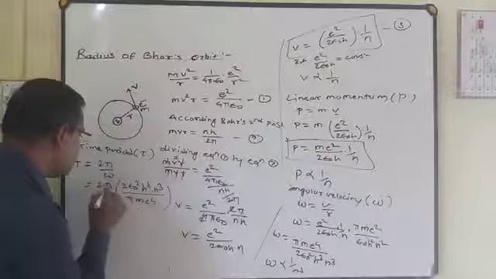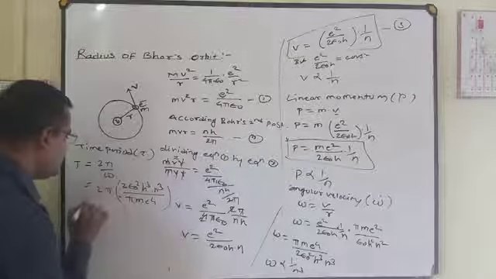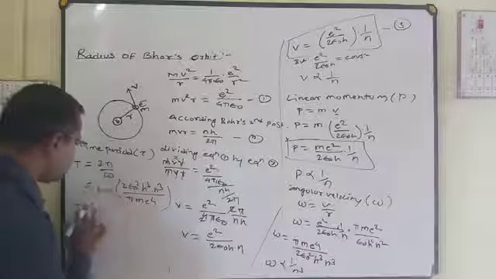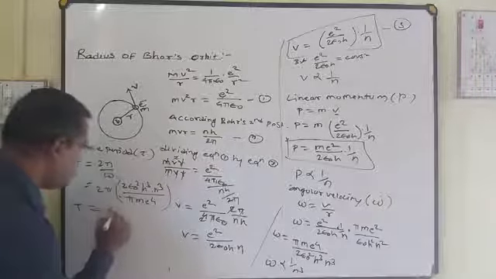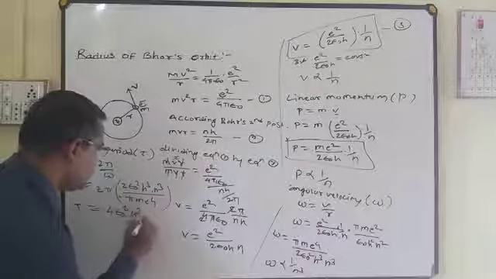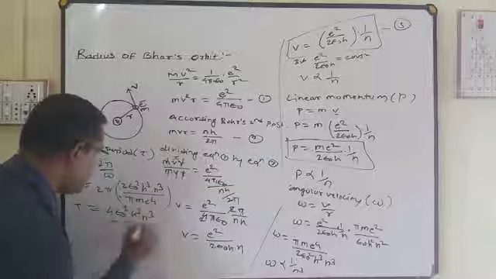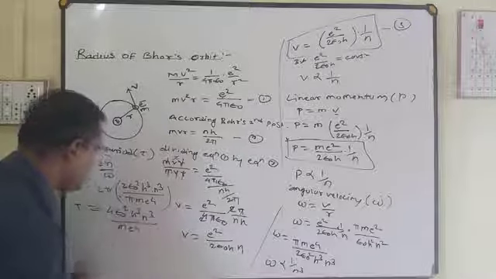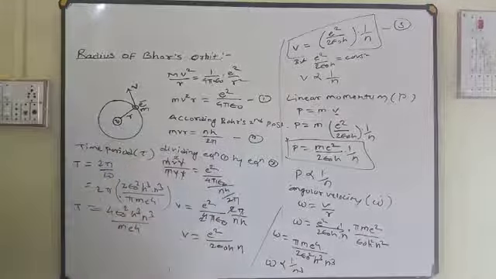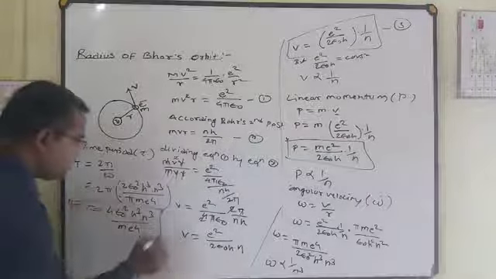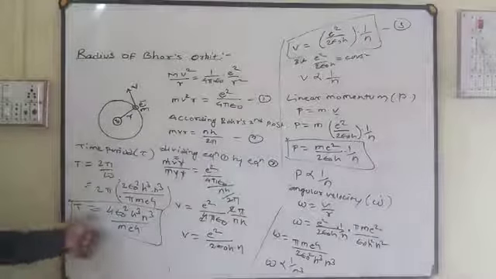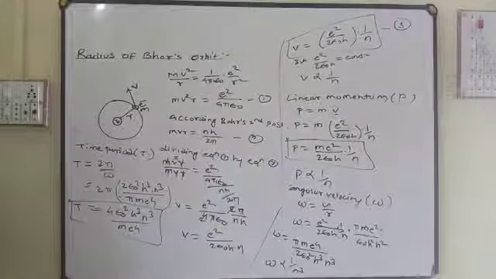Therefore T is equal to, the pi gets cancelled, so here 4 epsilon naught² h³ n³ divided by m e⁴. This is called the time period of the revolving electron.